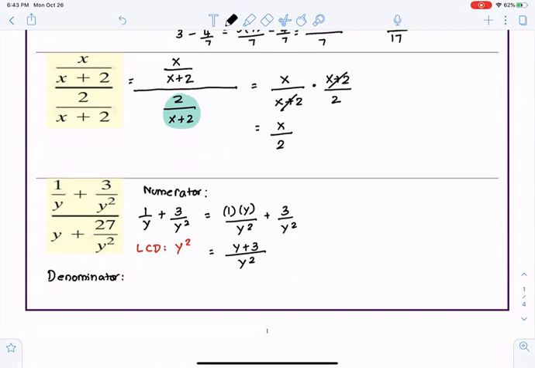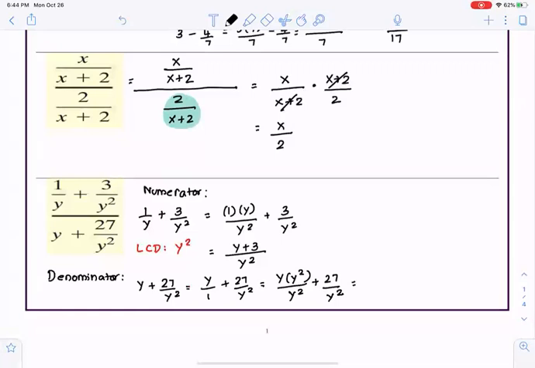So we have y plus 27 over y squared. So y by itself is the same as saying y over 1. So I need a common denominator of y squared. So I've got to multiply and divide the y by y squared. So I would have y times y squared over y squared plus 27 over y squared. Now that would give me y cubed plus 27 divided by y squared.